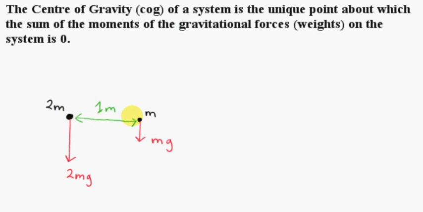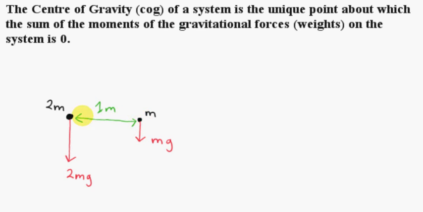Now, it's possible too that these two particles could be resting on some horizontal surface, and we could still talk about the center of gravity of the system. If the particles are resting on a horizontal surface, then we have other forces, of course, acting on the particles. We have these contact forces. But we are not interested in the sum of the moments of the contact forces. We are only interested in the sum of the moments of the gravitational forces about a particular point.